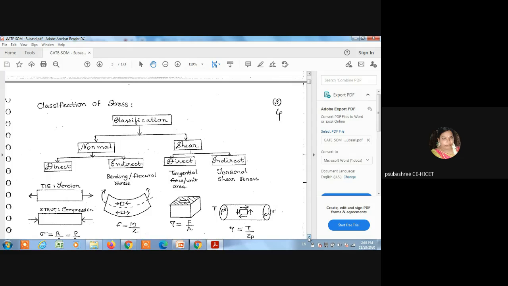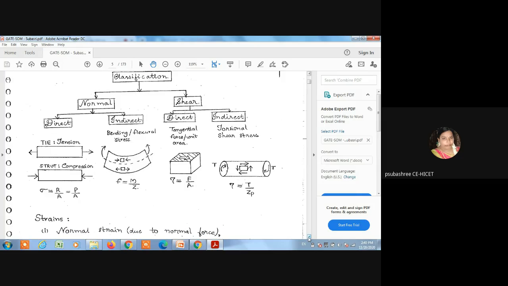The tension member is also called a beam, or concrete beam or steel beam. So a tension member means, for example, a beam or a tie. Then a compression member means a strut or column. The normal direct stress is divided into two types: the first one is tensile, the other one is compressive. Then indirect stress means the stress is developed due to bending moment, bending stress or flexural stress.